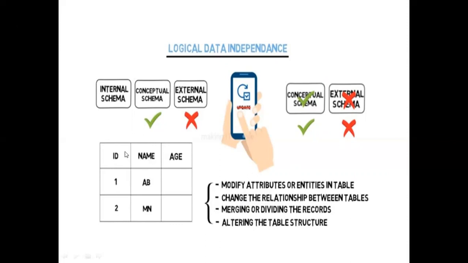Here, the first column is an ID, but at the conceptual level, if I make changes, that is, instead of ID I consider account_ID, that is actually not going to change the view of the table. The application which the end user uses does not get changed anywhere. Whatever changes we carry out at the conceptual level, such as modifying the attributes or entities in the table, changing the relationship between tables, merging or dividing records, or altering the table structure, are not going to affect the external schema, and that's why it is called logical data independence.